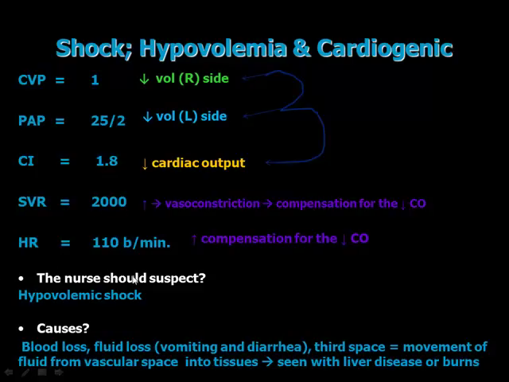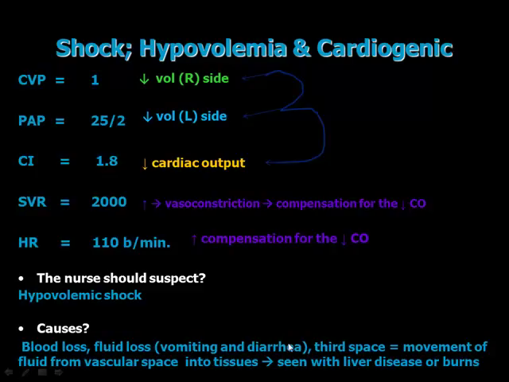And then the heart rate is 110. And again, we know this is a means of compensation because the sympathetic nervous system has been activated because of the low cardiac output, and therefore the heart rate is going to go up. So what should the nurse suspect? Well, I think it's pretty easy to see that this is most likely hypovolemic shock, because there is low volume, hypo, low.